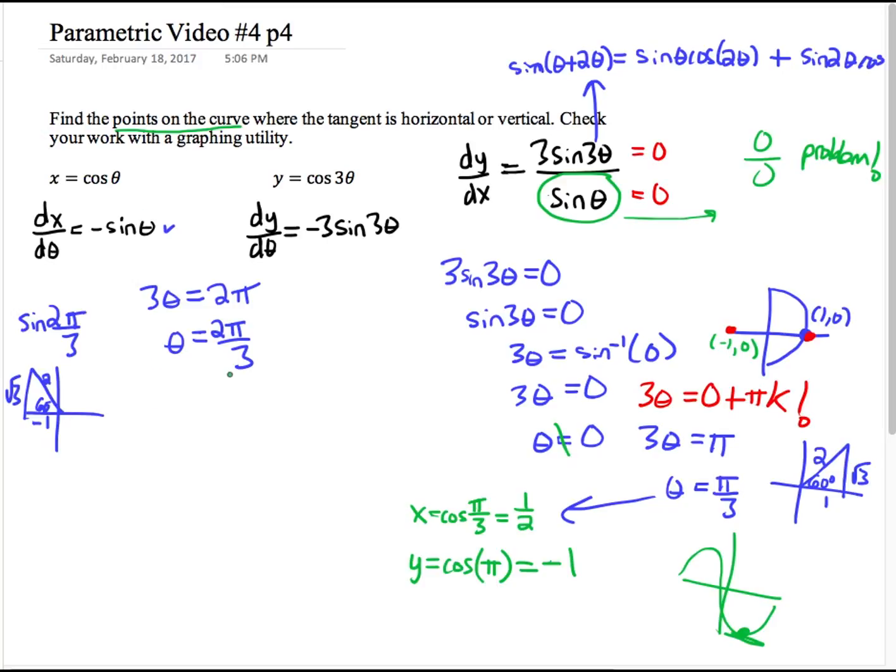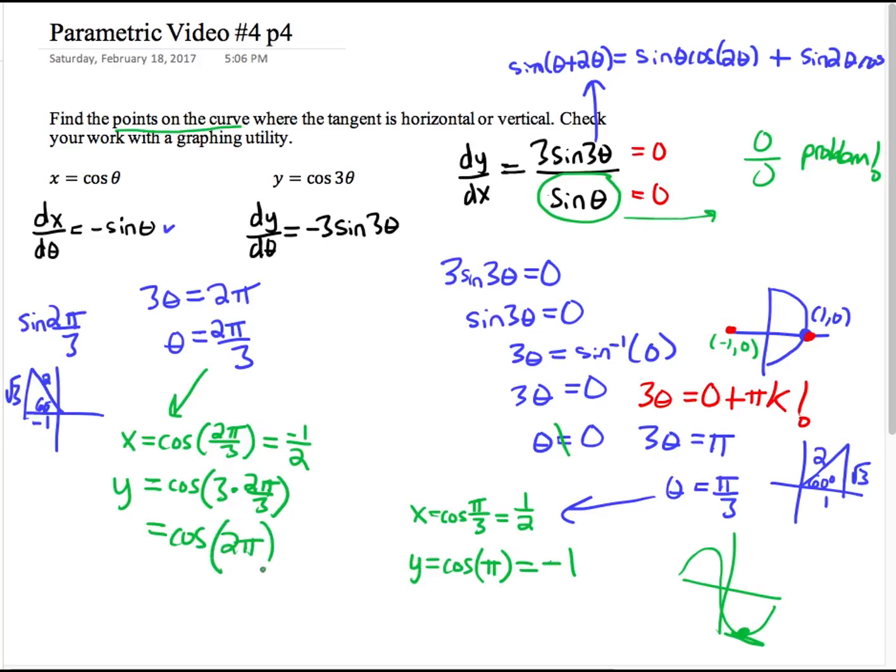Okay, so 2 pi over 3 is going to be another thing that probably works. Let's see if it gives us a different point. So that's going to be x from our parametric equations is cosine of 2 pi over 3. Good thing I drew that triangle. Just thinking ahead a little bit there. So the adjacent over hypotenuse is -1/2. So y is going to be cosine 3 times 2 pi over 3, so that's going to be cosine of 2 pi. Cosine of 2 pi is right here. The y-coordinate is 1. So that says the other spot where we're horizontally tangent is -1/2, 1.